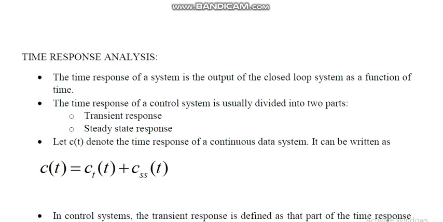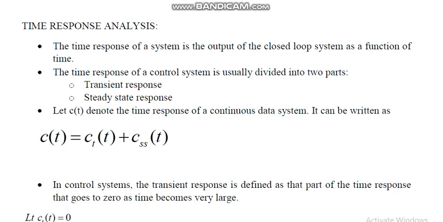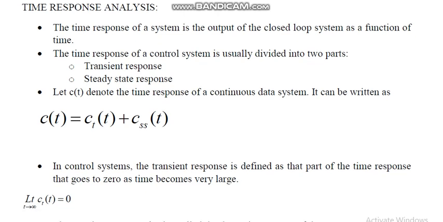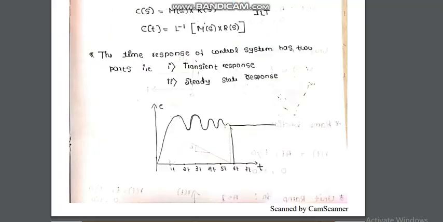So just remember that the response in time domain contains two parts: one is the transient response and the other is the steady state response. The transient response is defined as the part of the time response that goes to zero as time becomes very large. That is, I can write limit t tends to infinity, c_t(t) is equal to 0. So till that point it is called a transient response.